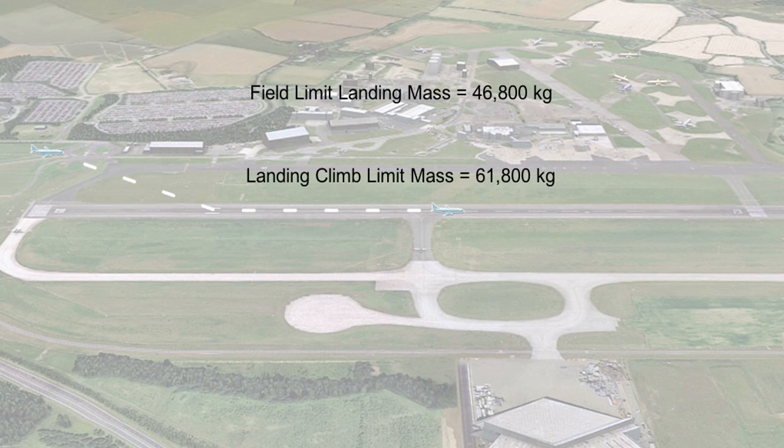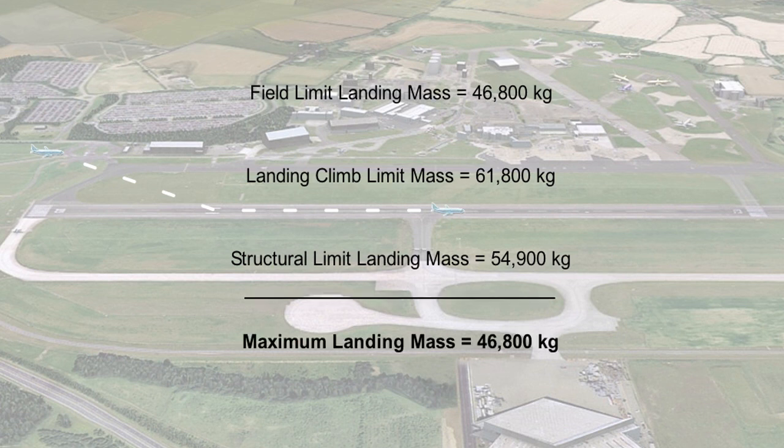From an example we went through earlier, let's assume the landing climb limit mass is 61,800 kilograms. There is one more mass to consider. The structural limit landing mass of the 737-400 series is 54,900 kilograms. Exceeding this mass may structurally damage the aeroplane during the landing procedure. Therefore, the maximum landing mass for our example must be the lowest of the listed masses, and in this case, it is 46,800 kilograms.